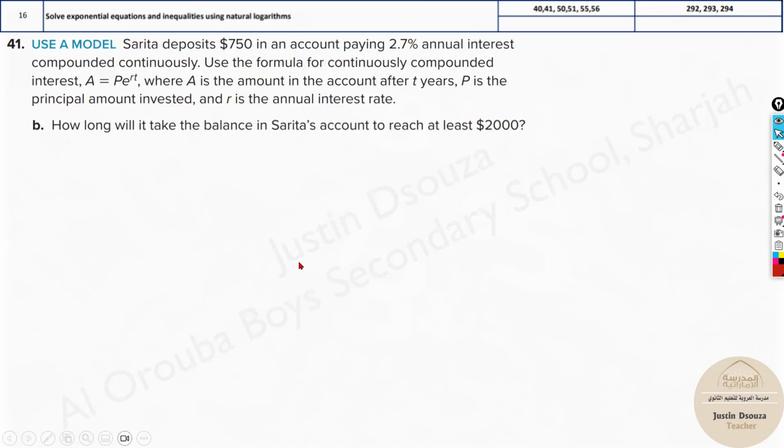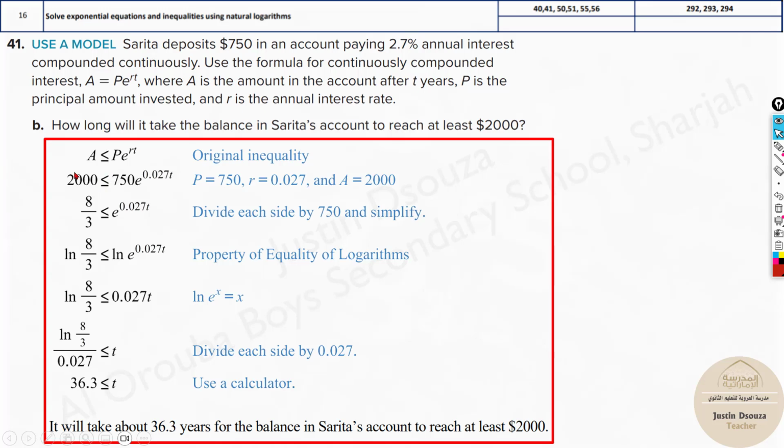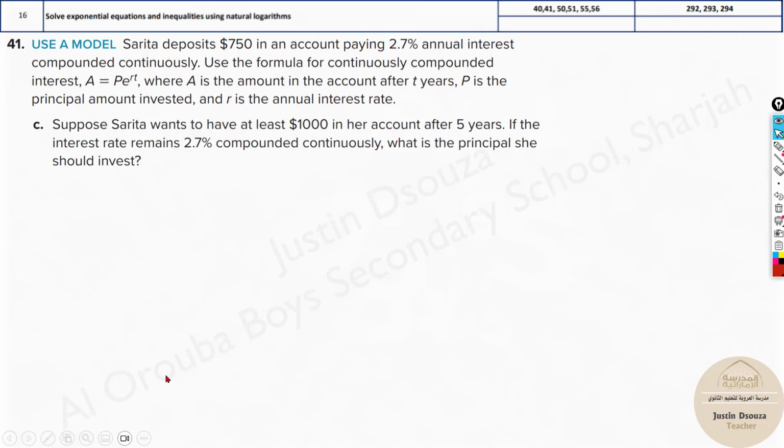You'll get the answer. Here for the next one, how long will it take for the balance to reach at least 2000? Same thing we had a while ago. We have to write 2000 less than or equal to 750 and solve it. Over here, once you remove the coefficient of e, you should take ln on both the sides. It's called ln, natural logarithm, on both the sides, and then you'll get the answer.